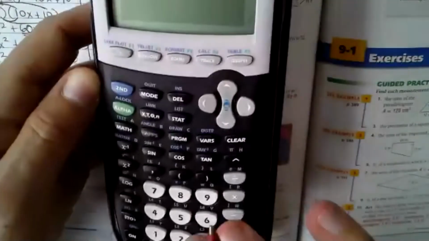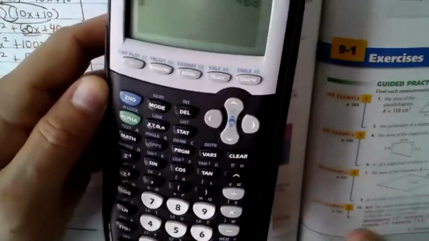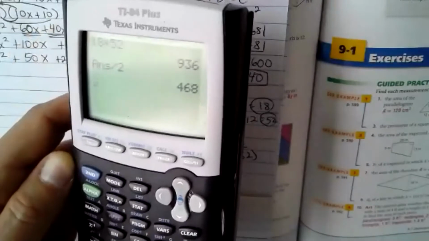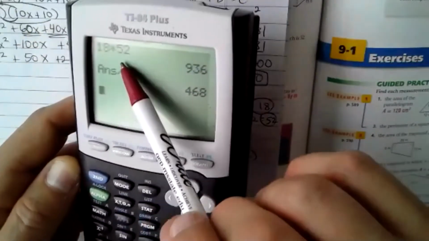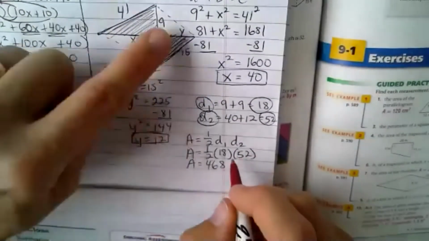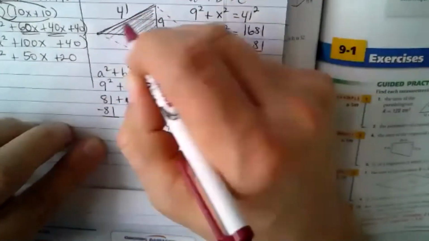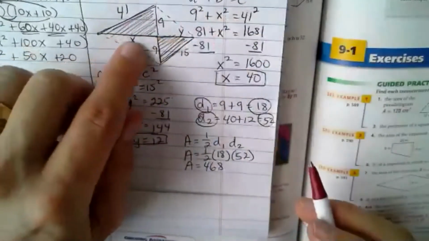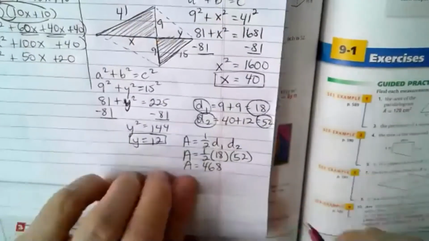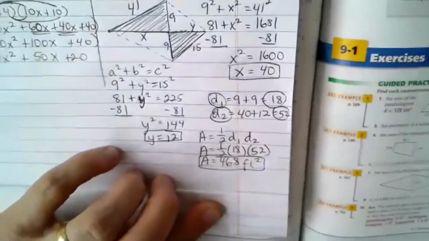All right. So what's 18 times 52 and then divided by 2? That's going to be 468. You see that? 18 times 52 divided by 2 is 468. Now, what does that mean? That means that's the number of squares inside of this shape. If you were to mark it out with lines here and draw lines horizontally and vertically and count all the little squares, you would get 468. In this case, it would be feet squared. All right, so there's my final answer there.